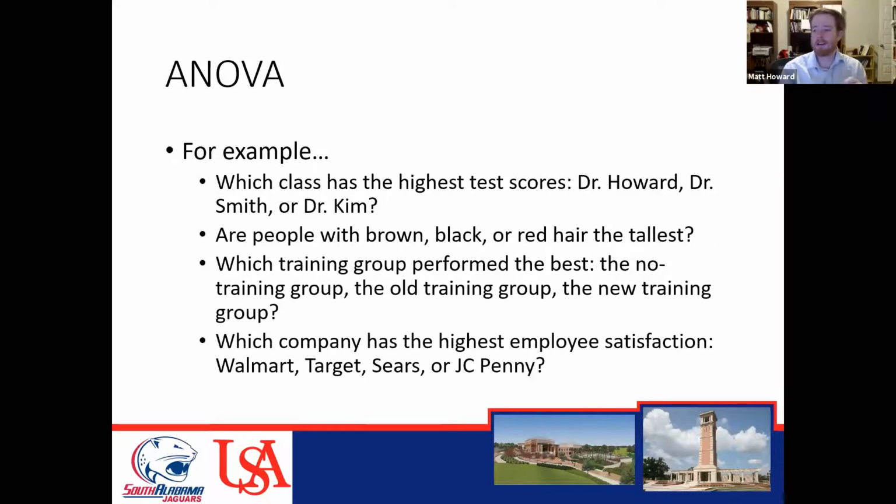Okay. And the last example is which company has the highest employee satisfaction: Walmart, Target, Sears, or JCPenney. And in this example, you could get employees from each company. You can measure their job satisfaction, and you can perform an ANOVA to see whether the average job satisfaction of employees at each of those companies are statistically significantly different. And then, this goes a little bit further than what we've covered so far, but you could perform post hoc tests to see, well, what's the nature of those differences? Is Walmart better than the others? Is Target better than the others? Is Sears better than the others? Or is JCPenney better than the others? Et cetera, so on and so on.